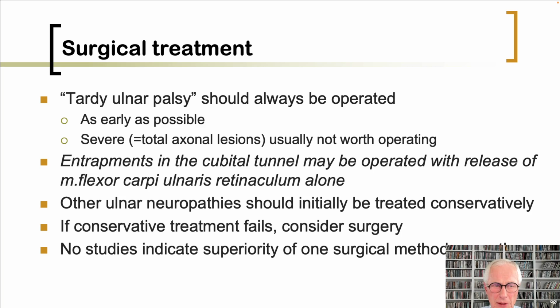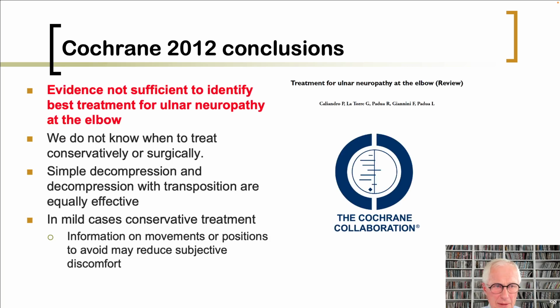I think that most ulnar neuropathy should initially be treated conservatively, and if conservative treatment fails, we should consider surgery. We don't have any studies that would support and give indications for the best treatments of ulnar neuropathy at the elbow. We do not know when to treat conservatively or surgically. We have no studies that would separate these two. And simple decompression and decompression with transposition are equally effective.